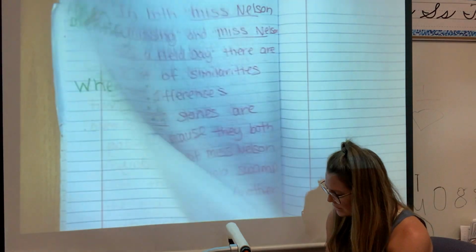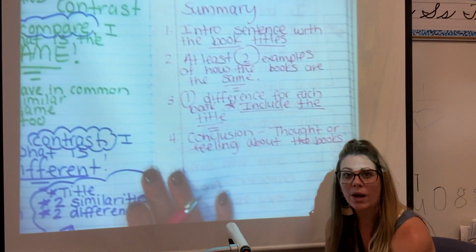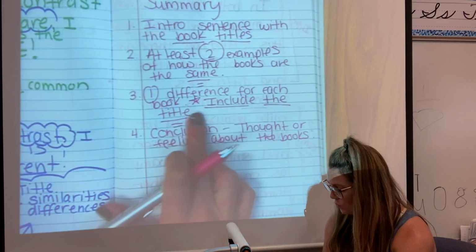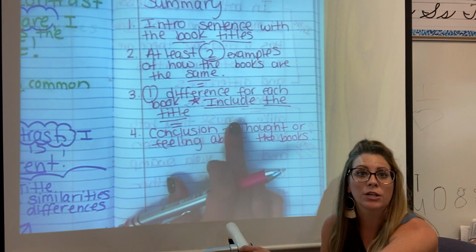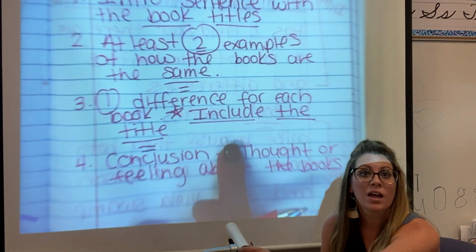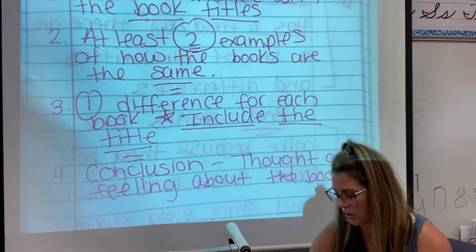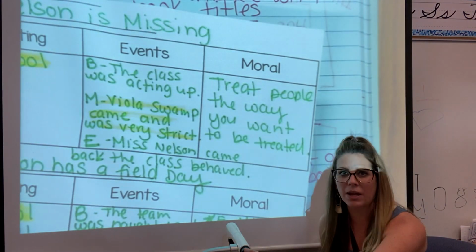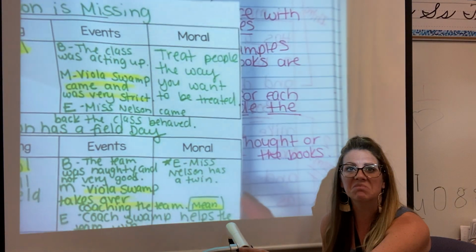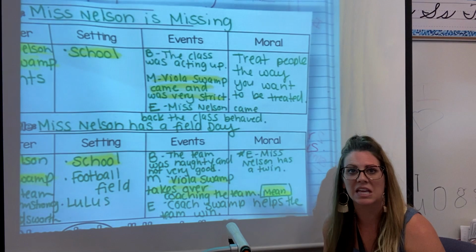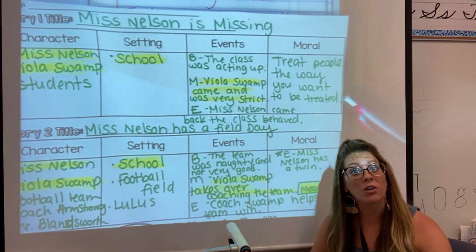All right, so then what's next? What do I want you to do next? I want you to come up with one difference. But what is so important, you need to make sure you include the title of each book. So let's stop and think for a minute. What's different? Oh, well, in Miss Nelson Is Missing, there's a moral, right?